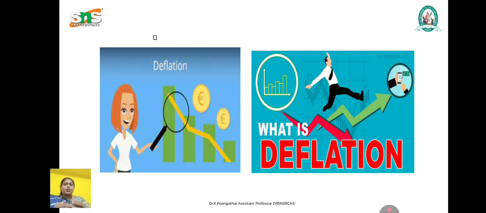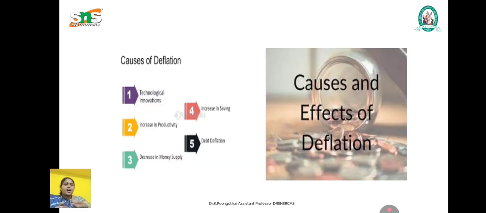It is caused by a decrease in money supply, low demand, increased supply, and also an economic downturn. These are all causes of deflation. There are also different consequences of deflation. The first one is decreased spending. Consumers may delay purchases, expecting even lower prices in the future, which leads to a decline in overall demand. So the spending of consumers comes down. That is known as decreased spending.